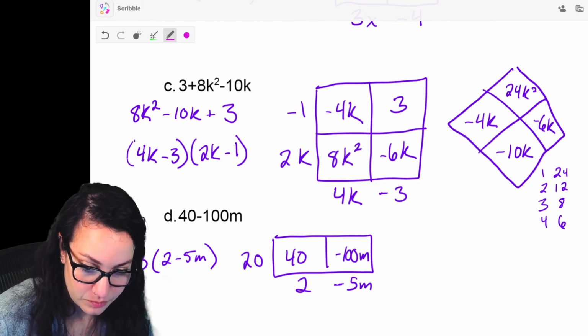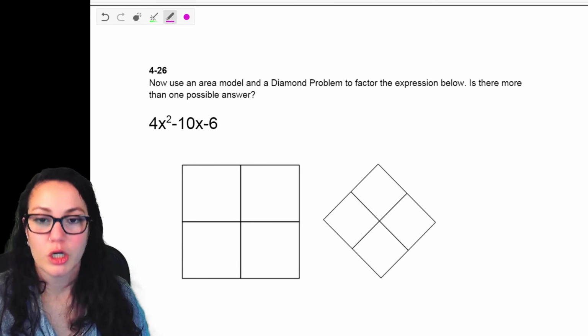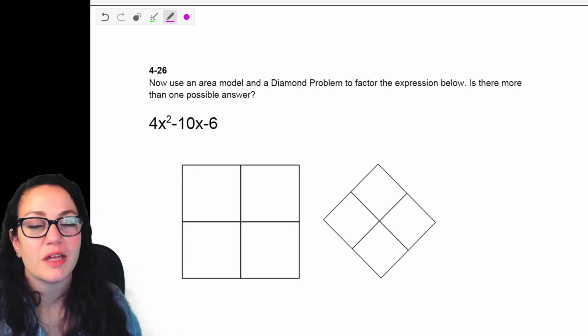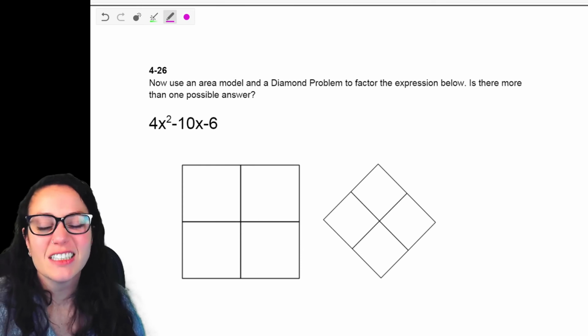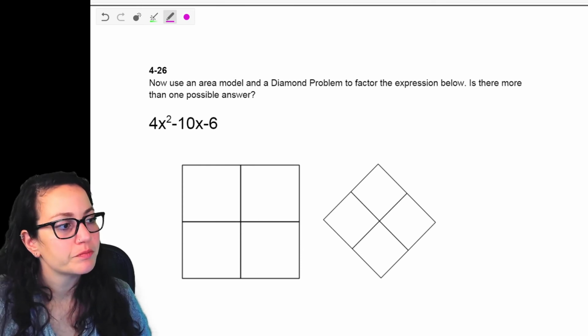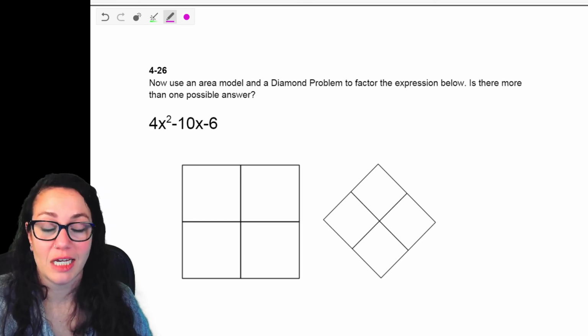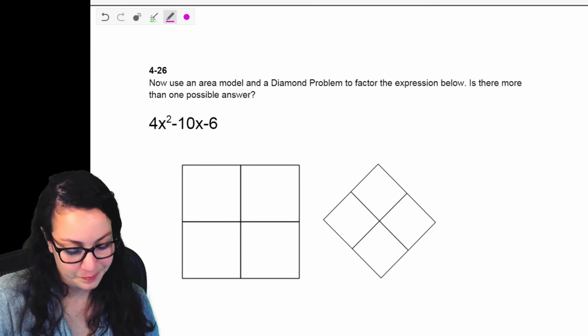All right. Last but not least, we're going to use this diamond problem and area model to factor this expression. And it's asking us a funny question. Is there more than one possible answer? Well, often when a textbook is asking you that question, the answer will be yes. So let's look at why.